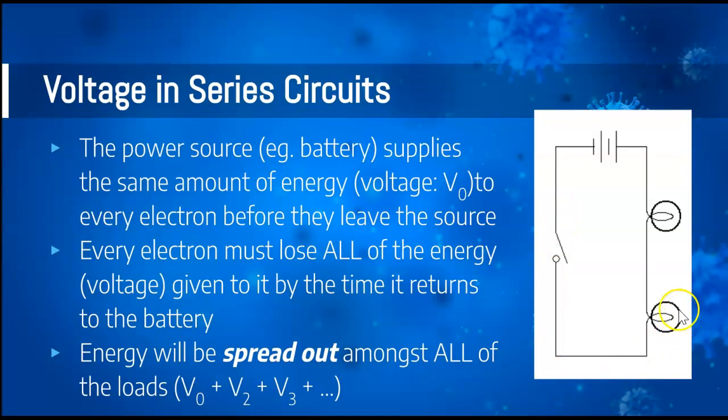If all of the energy went to this light bulb, then this light bulb would never turn on. And I think we've all seen lights in a series circuit. When one light goes on, they all go on. All right, so that means that that energy has to be shared between each item in the circuit.